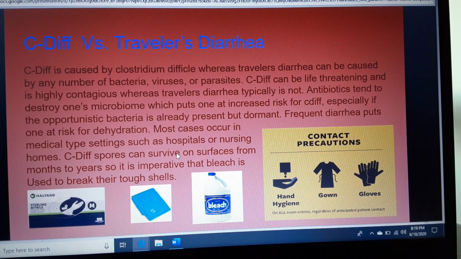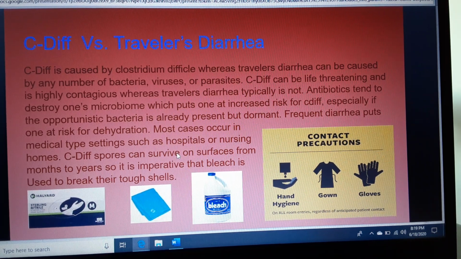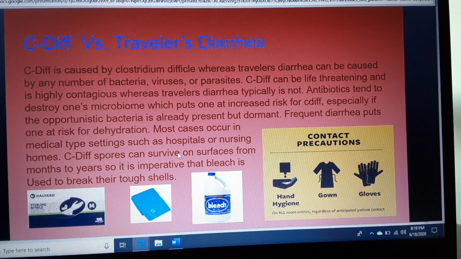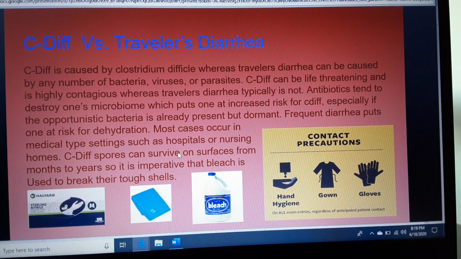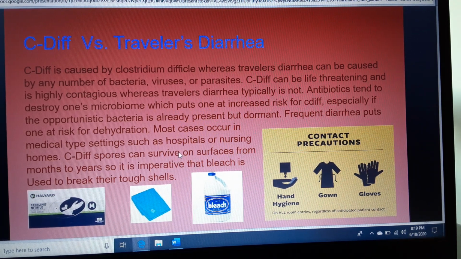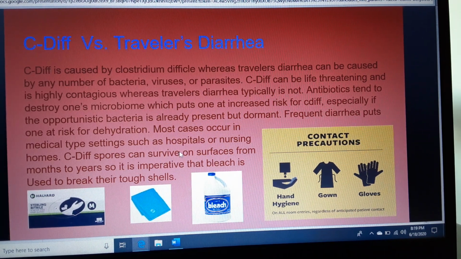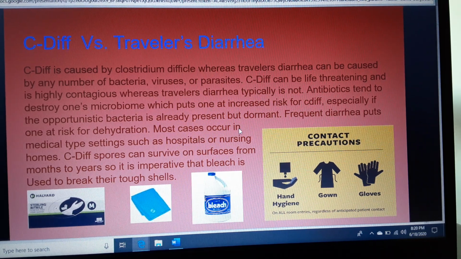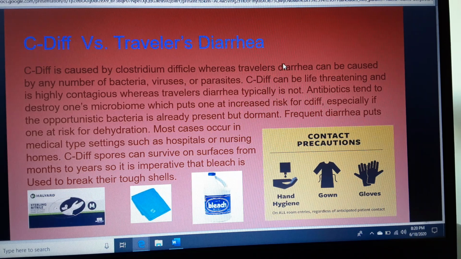C. diff and traveler's diarrhea have different causes. Traveler's diarrhea typically occurs when one travels to a different country and drinks water that contains different bacteria, viruses, or parasites than the traveler is accustomed to. Traveler's diarrhea typically clears up on its own. C. diff, on the other hand, is highly contagious and tends to lurk around hospitals and nursing homes. Patients whose gut microbiomes have been destroyed by antibiotics are especially vulnerable to acquiring C. diff, and it can be deadly.